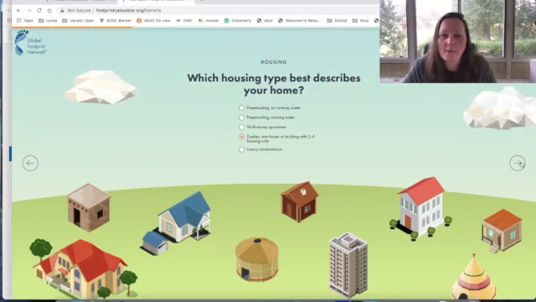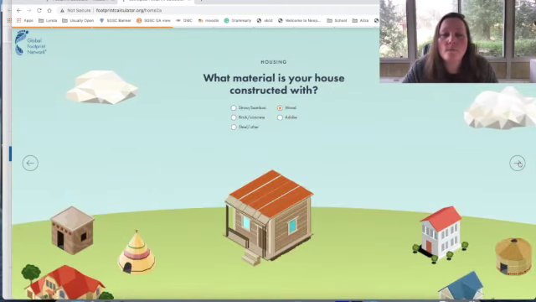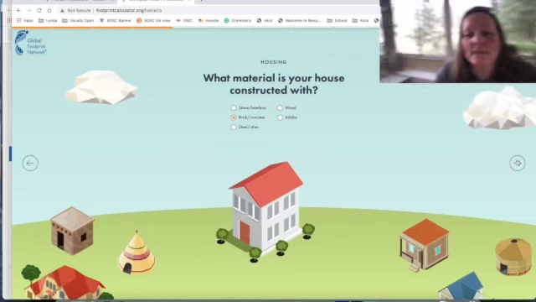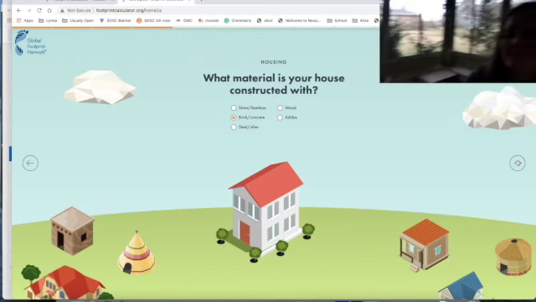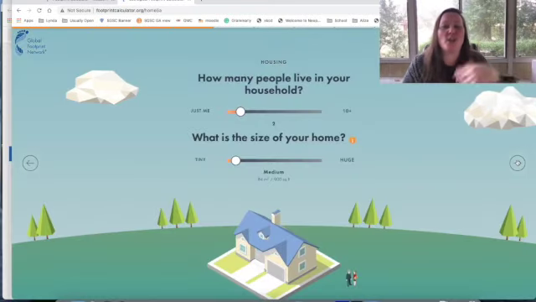Which housing type best describes your home? Well, I am a freestanding and running water. So that's the kind of house I have. What material is your house constructed with? Well, it's so funny. I'm looking right at it. It's straight up brick. Here we go. See? Brick. What's funny is now I have no idea where this camera's pointed. I'm just going to go with it.